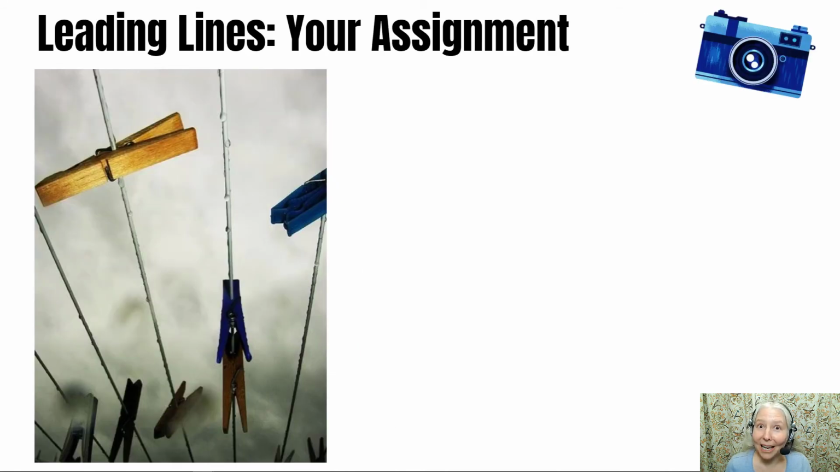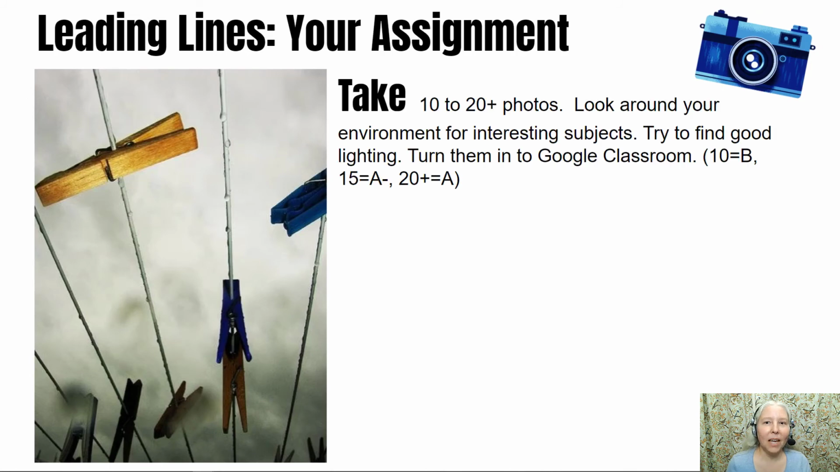Here is your assignment. Take 10 to 20 photos. Look around your environment for interesting subjects. Try to find good lighting. Turn them into Google Classroom. And as usual, 10 photos is a B, 15 is an A-, and 20 or more is an A.